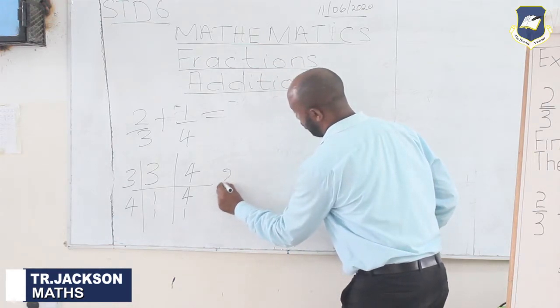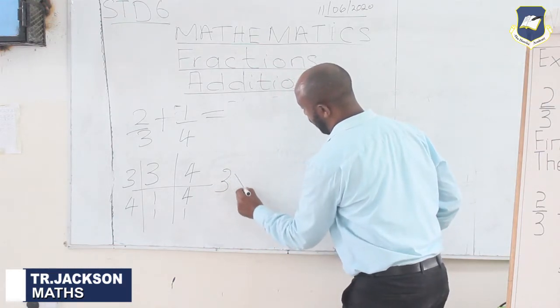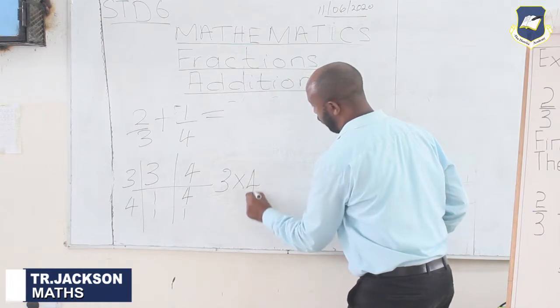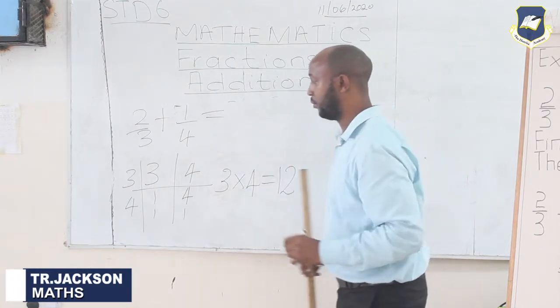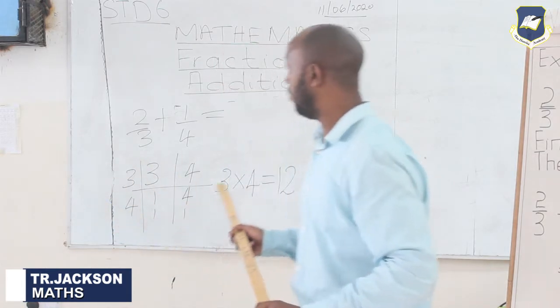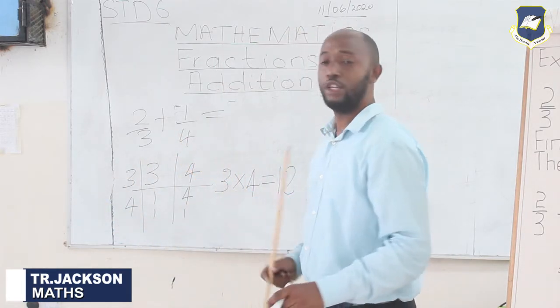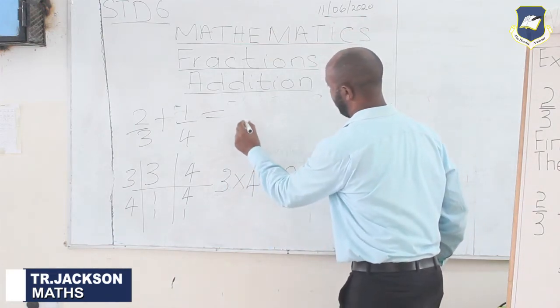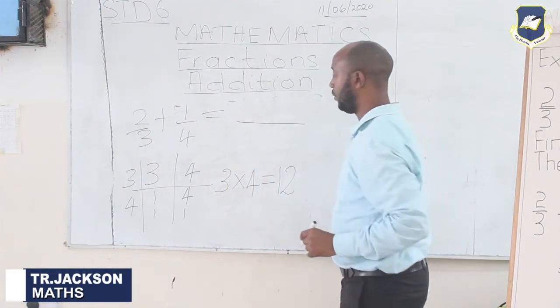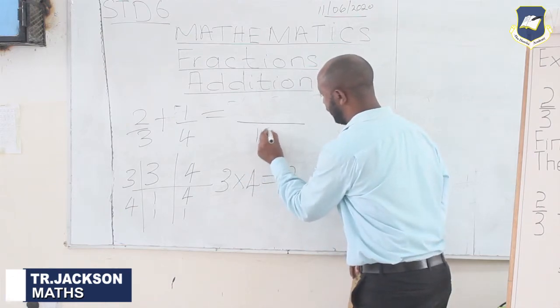That is 3 multiplied by 4, which gives you 12. So our LCM of 3 and 4 is 12. Draw a line. Write your LCM down.